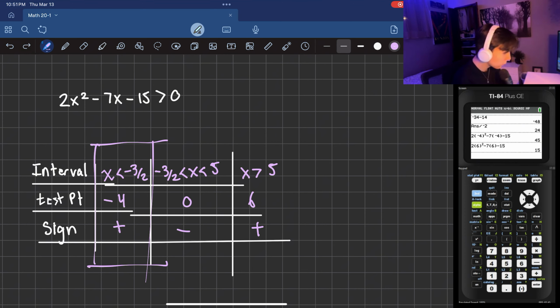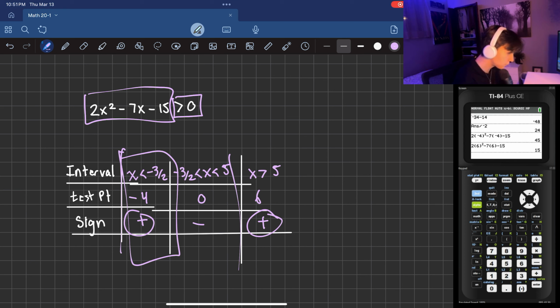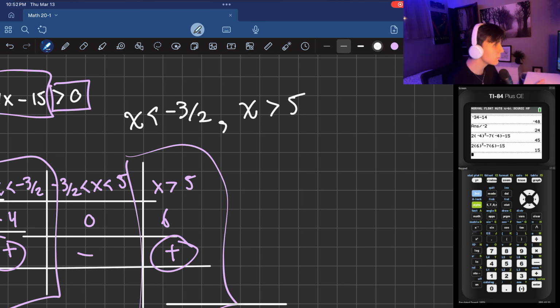And since our equation is looking for numbers that are greater than 0, we're going to look for the signs or intervals where we have a positive sign. So we have this and this. So these are going to be our two answers. So basically, where x is less than -3 over 2 and x is greater than 5 is going to be your answers. Again, it's going to be the same as case analysis.